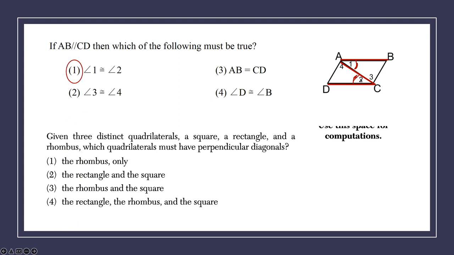Next, given 3 distinct quadrilaterals, a square, a rectangle, and a rhombus, which quadrilaterals must have perpendicular diagonals? Well, a rhombus has perpendicular diagonals. Again, these are all on those properties of parallelogram sheets we gave you. The rectangle does not, however. Think about it. If you have like a really long, thin rectangle, would those diagonals be perpendicular? I don't think so. Now, a square has perpendicular diagonals also. And that kind of makes sense because a square is a particular kind of rhombus. So that makes sense. And obviously choice 4, because the rectangle's there, that's not going to work. So choice 3, the rhombus and the square. Okay.